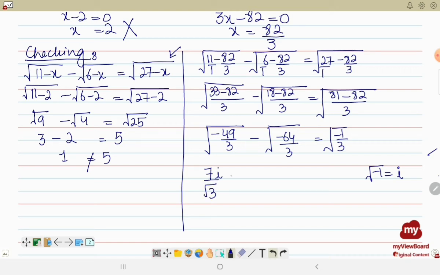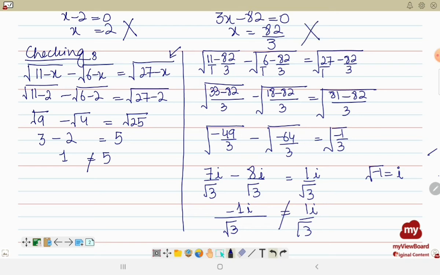Again square root of minus, and square root of minus 1, so it will have iota, and square root of 64 is 8 iota by 3. And here we are having 1 iota over square root 3. Now if you solve it further, you see 7 iota minus 8 iota becomes minus 1 iota. Here we are having plus 1 iota, and here we are having minus 1 iota. So these two are not equal fractions. So this value again will not come to the solution set.